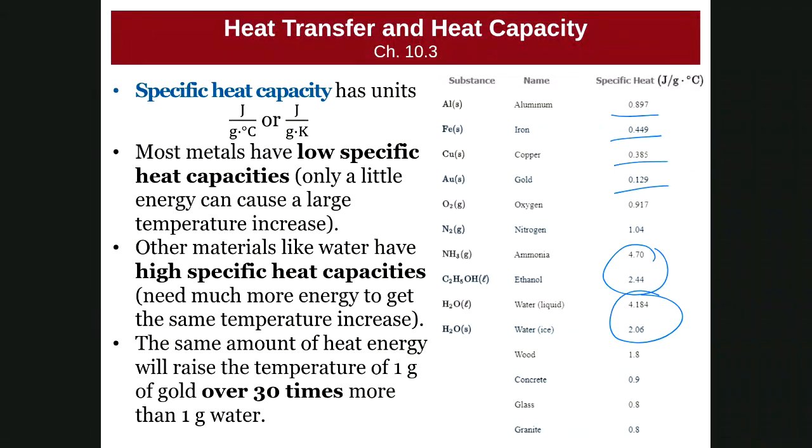Other materials like water have high specific heat capacities, which means that you need to add more energy to get the same temperature increase. What this means from a practical standpoint is you could use the same amount of heat energy and it would raise the temperature of 1 gram of gold 30 times more than it would raise the temperature of 1 gram of water. So heat has a bigger effect on things with lower heat capacities.